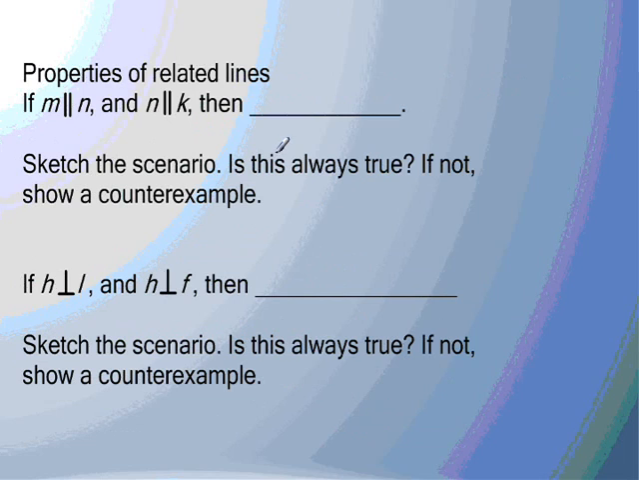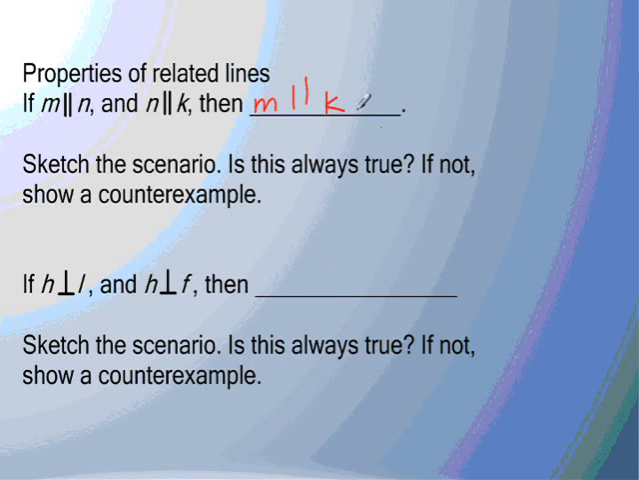Let's talk about a few more properties. Here's one of related lines. I've got M parallel to N and N parallel to K. Then my conclusion should be that M is parallel to K, right? That's my transitive property going on there basically.